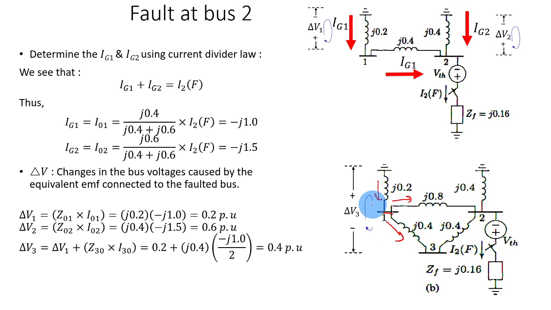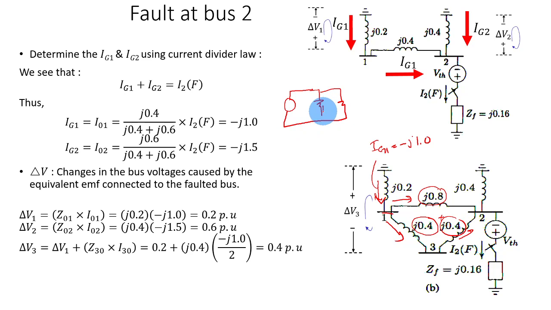So remember that the current Ig1 here is equal to minus J1.0, right? If the current flows here, it will split into 2, and take a look at this resistor here. This impedance is 0.8. The branch flowing through this current also, this branch also is 0.8, which is 0.4 plus 0.4. Okay, if you remember from basic circuit analysis, right?